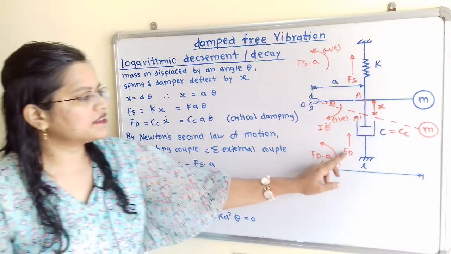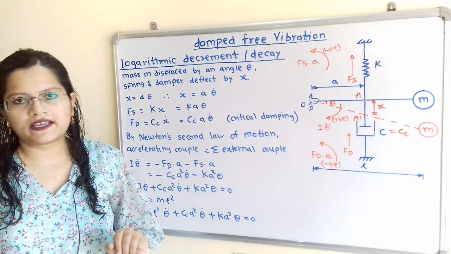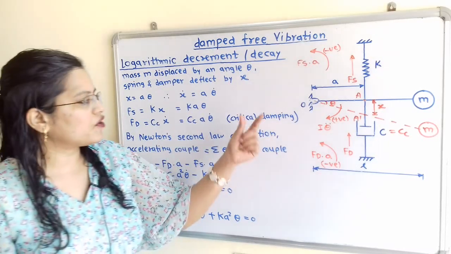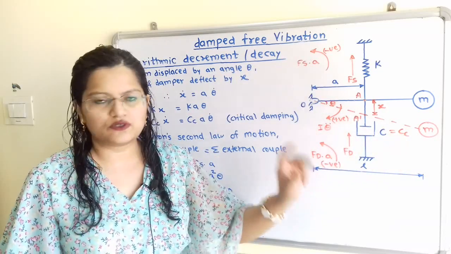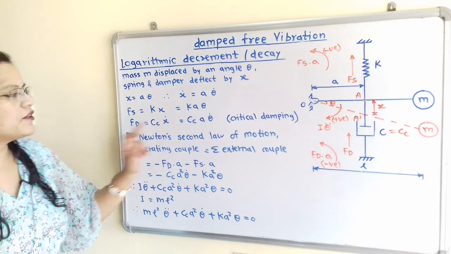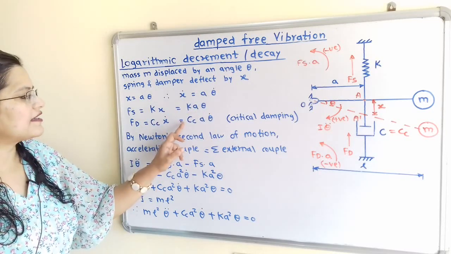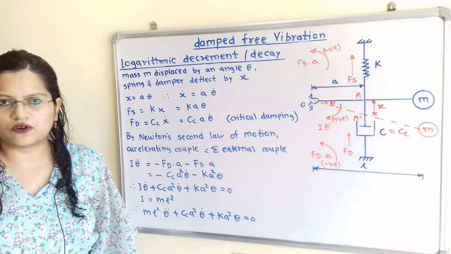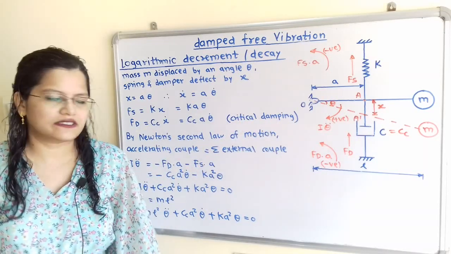Now Fd, that is the damper force, is equal to c multiplied by x dot. But in this case, because this is the critically damped system, c is equal to cc. So we will write here cc into x dot, and x dot is equal to a theta dot. So we will write here cc a into theta dot, and we have to write the reason, that is this is the critically damped system.